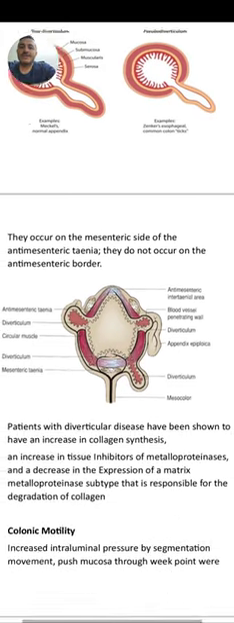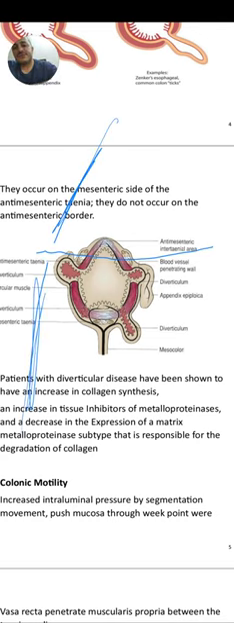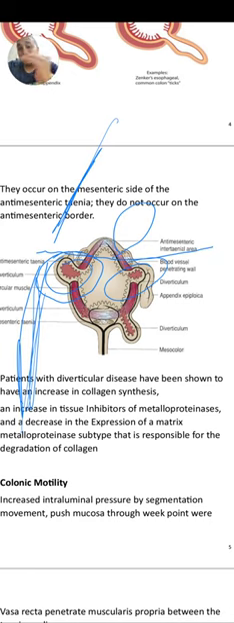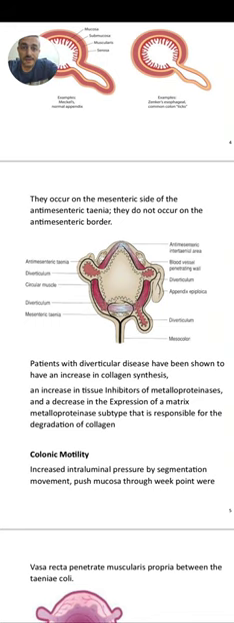Okay, about the site, where do diverticula, or specifically colonic diverticula, occur? This is a cross section of the bowel, and if we divide it like this, this is the anti-mesenteric side, and this is the mesenteric side, and they occur on the mesenteric side of the anti-mesenteric tenia. This is the diverticulum, this is the diverticulum. It's not here, actually. These are the tenia coli we are talking about. I hope I make it easy, but I don't think I can make it easier than that.